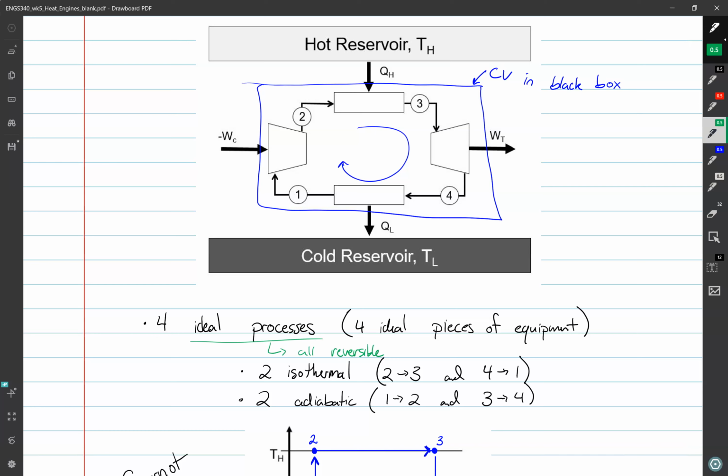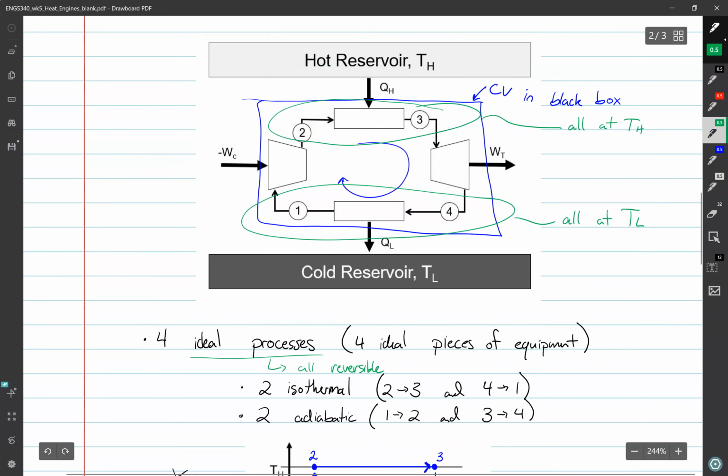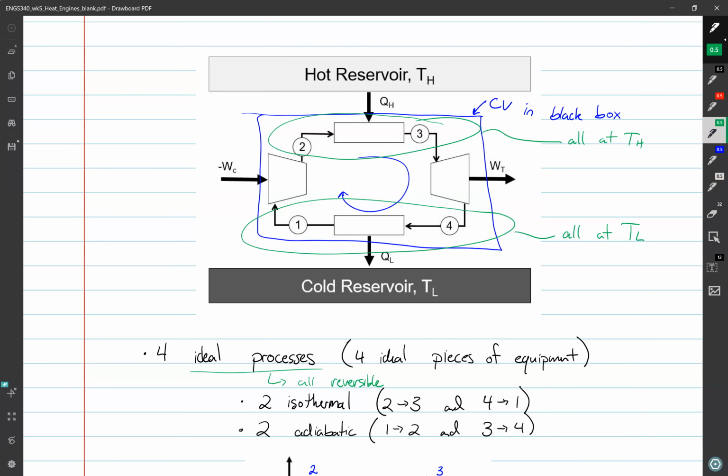And what we find in the Carnot cycle, you can split it up because of the 4 different processes. You can split it up by halves. So the whole bottom of the system is all at TL because process 4 to 1 is isothermal, and the top half of the system is all at TH. So the top of our system is all at a constant temperature, the bottom of the system is all at a constant temperature, and we have these 4 steps around the cycle.